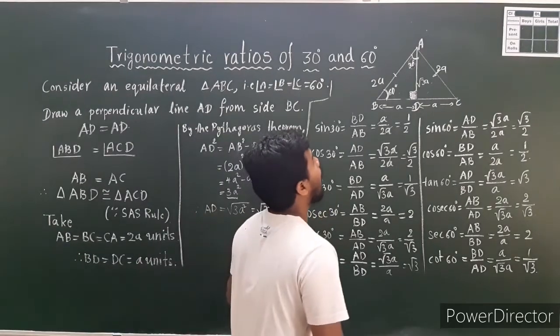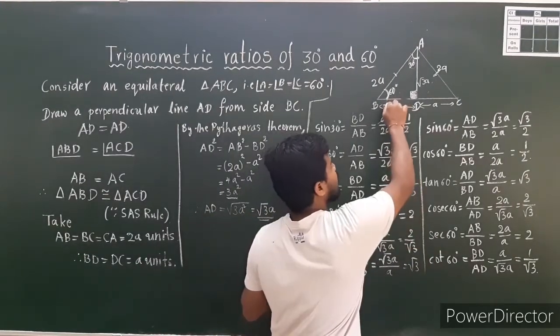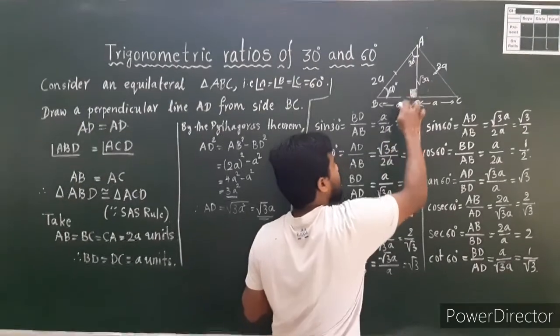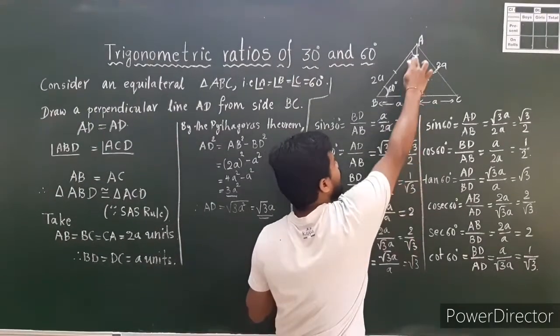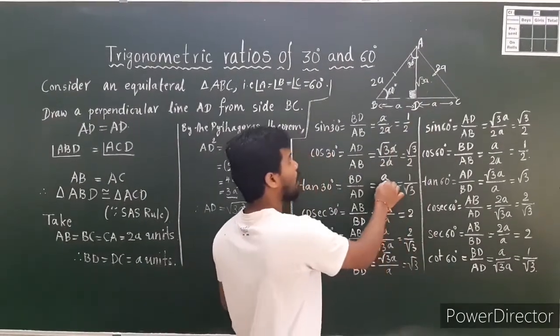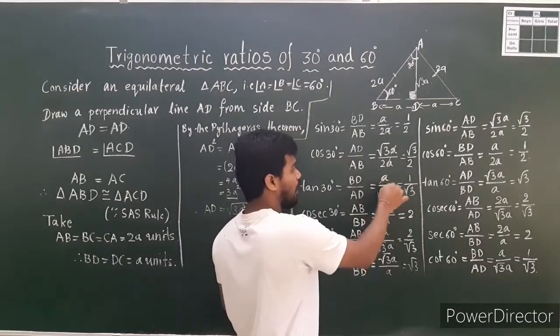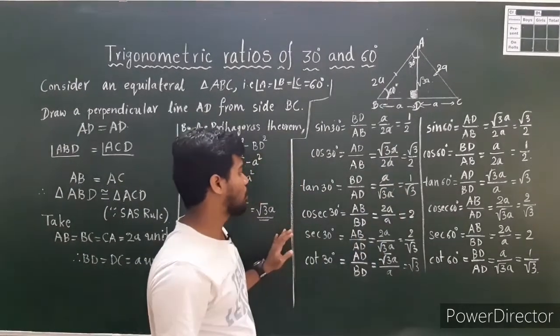So that is opposite side by adjacent side. For 30 degrees, the opposite side is BD divided by AD. So a by root 3a, the a cancels, you get 1 by root 3.